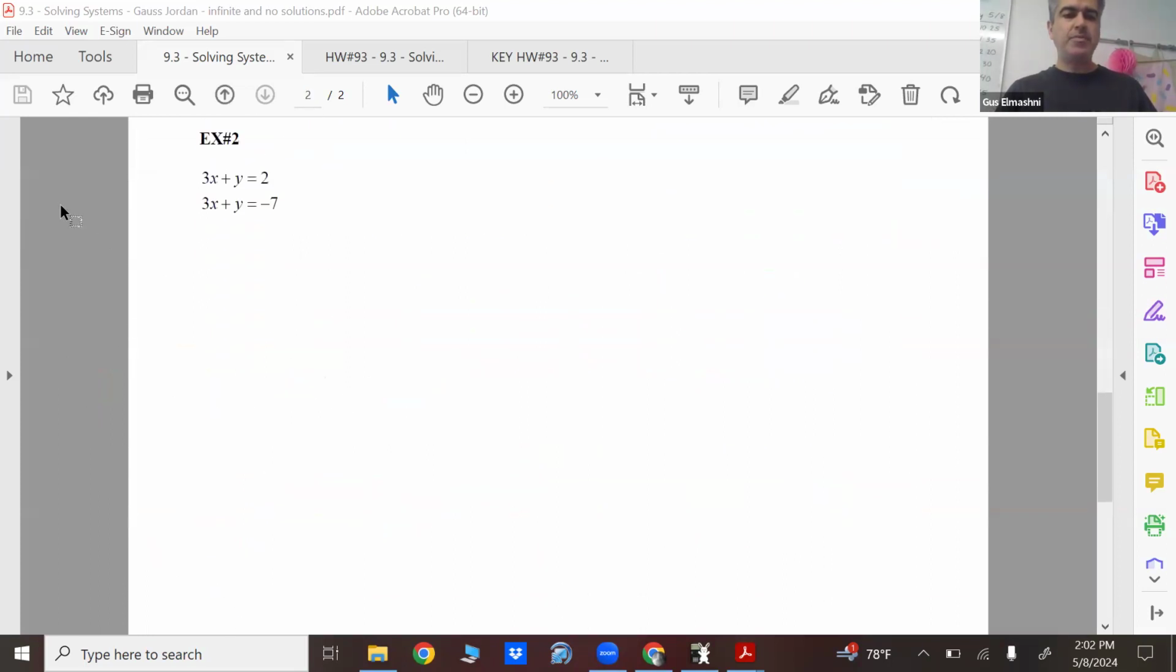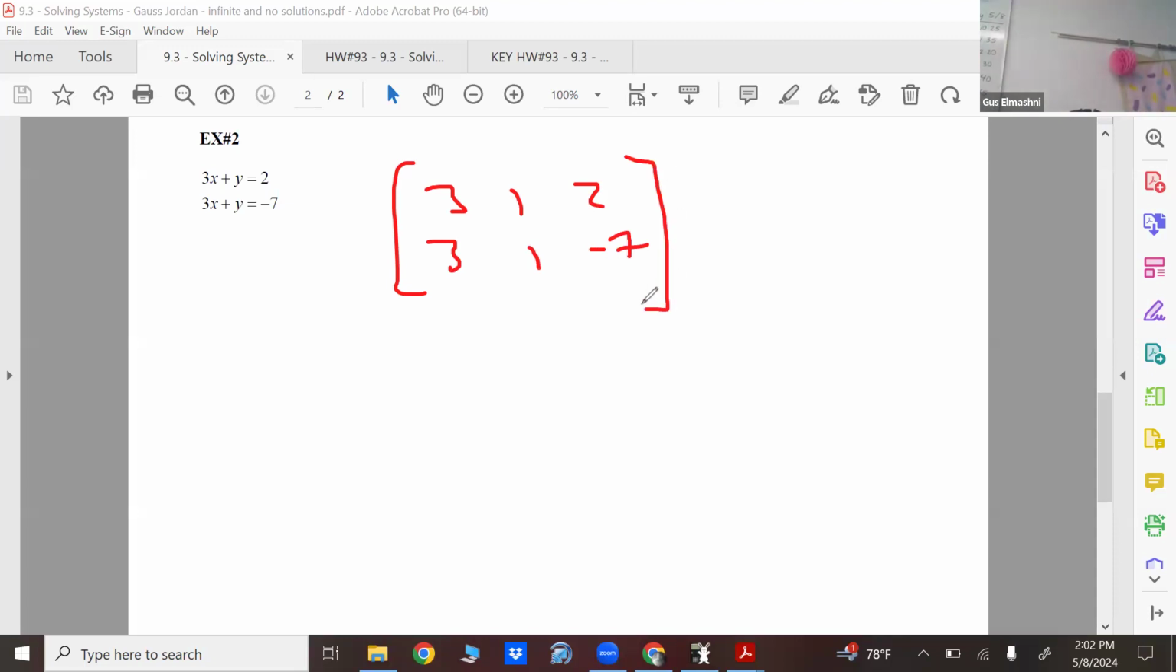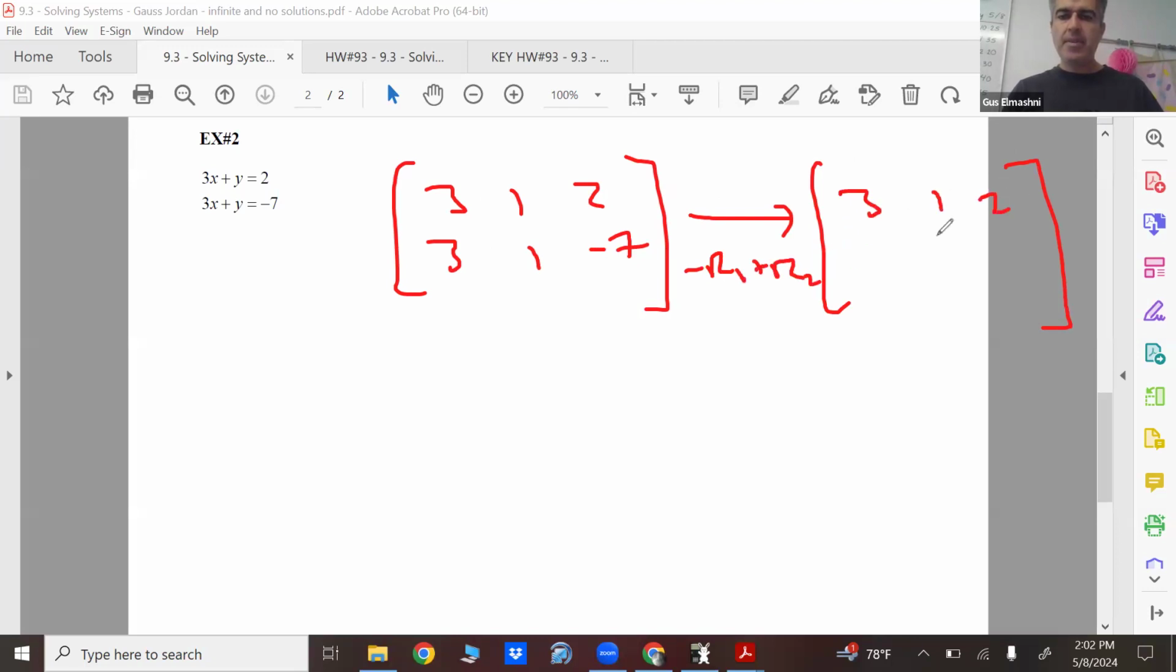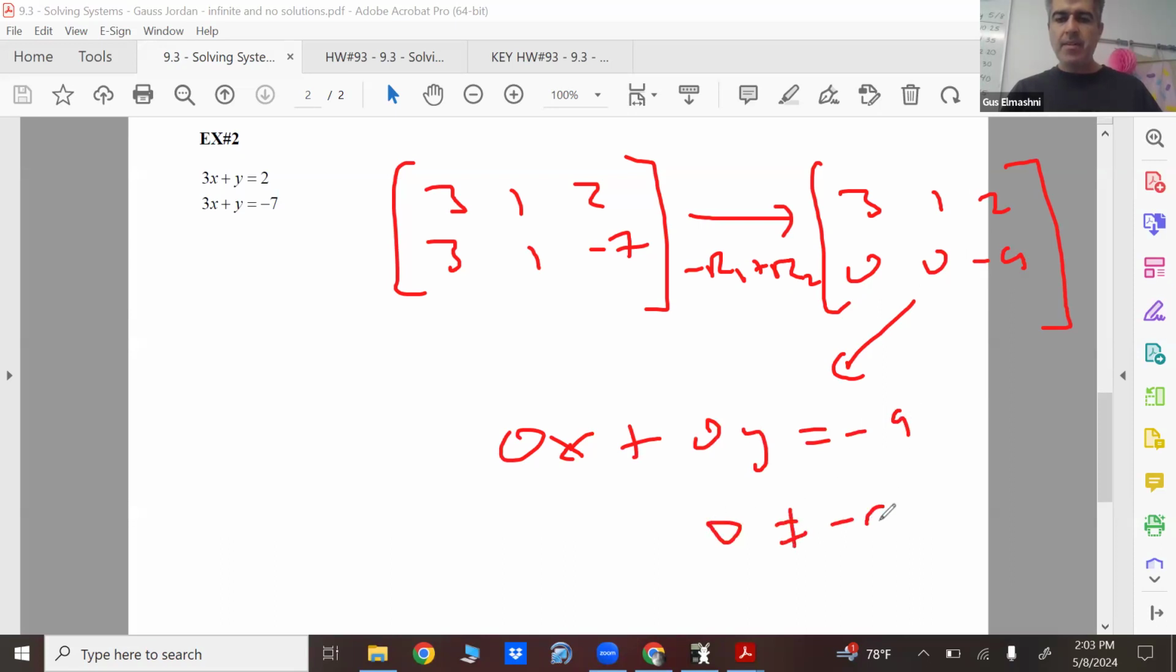And then here, 3, 1, 3, 1. Now, these are two lines with the same slope but different y-intercepts. These are parallel lines that never touch. Parallel lines never touch. But if you go through the motions, fine, let's do it. I'll do negative R1 plus R2. Keep R1 intact. 0, 0, negative 9. That's a problem, because you're saying 0x plus 0y equals negative 9. We're saying 0 equals negative 9. That's a false statement. That can't be true.